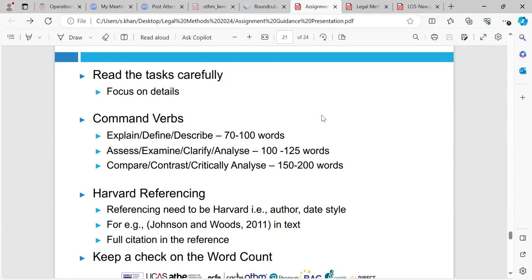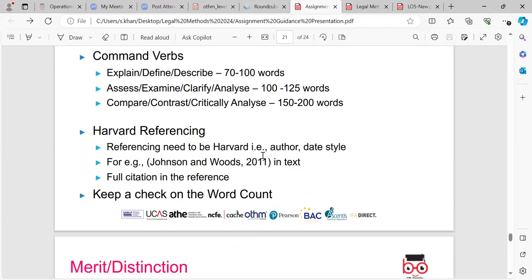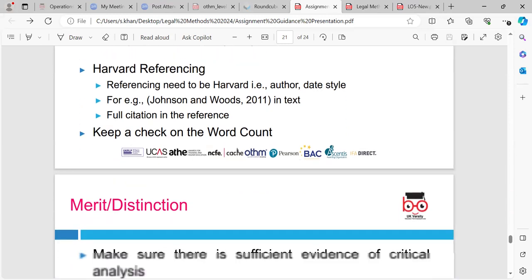Make sure you are putting in there what the actual assessment says rather than putting in your own headings, okay? Don't change the wording. You must use Harvard referencing. So author, the date, the style, for example, Johnson and Woods, 2011, that would be in the text. And then the full citation of that Johnson and Woods would be in your reference list. And keep an eye on your word count.